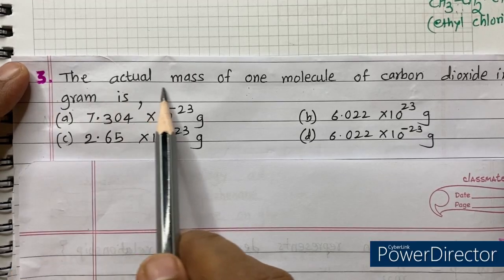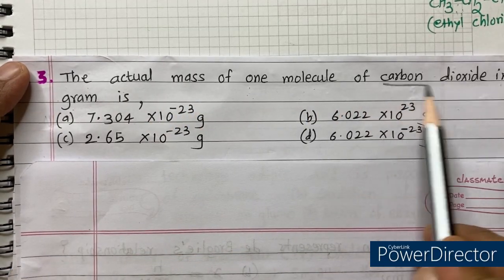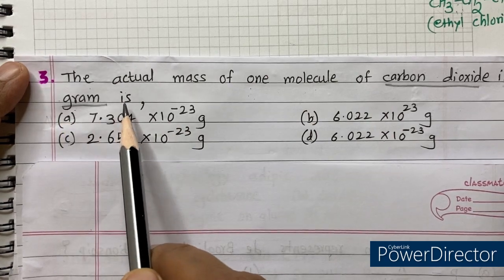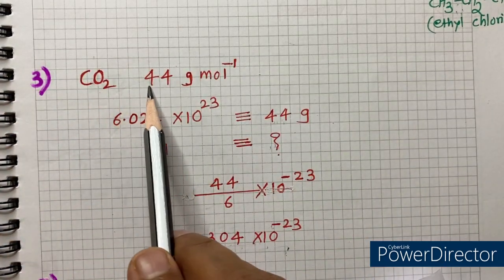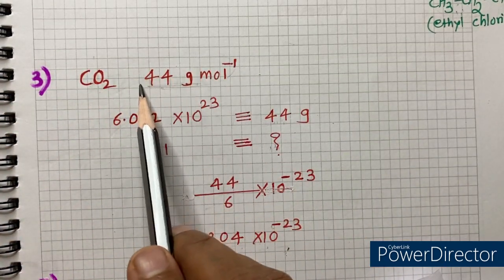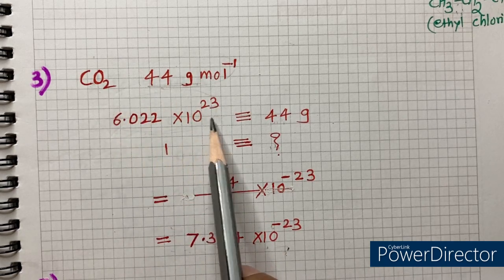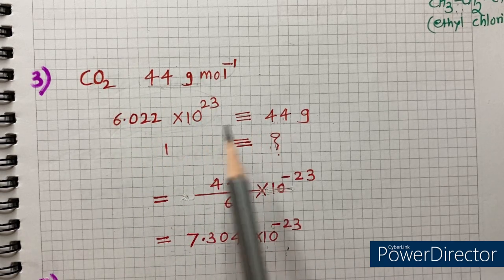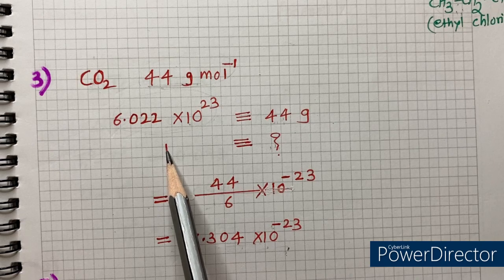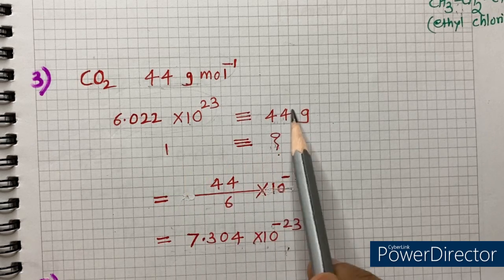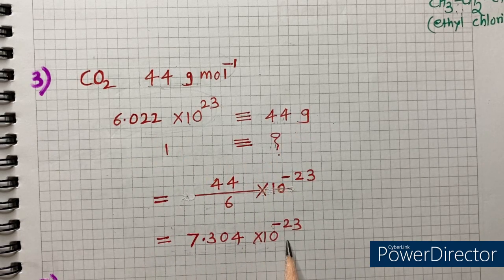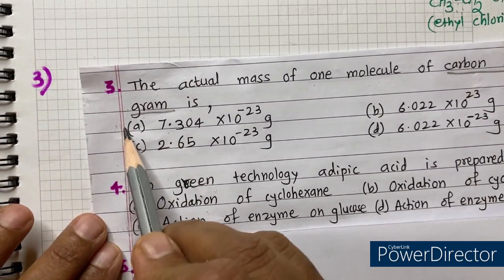Question: the actual mass of one molecule of carbon dioxide in gram is? You know the molar mass of carbon dioxide. 1 mole contains this many molecules, which weighs 44 gram. Then the weight of 1 molecule, by cross multiplication, gives this answer, that is this one.